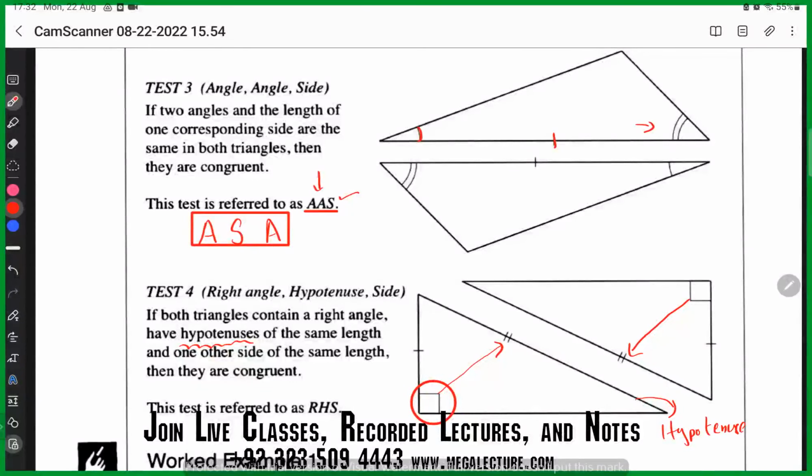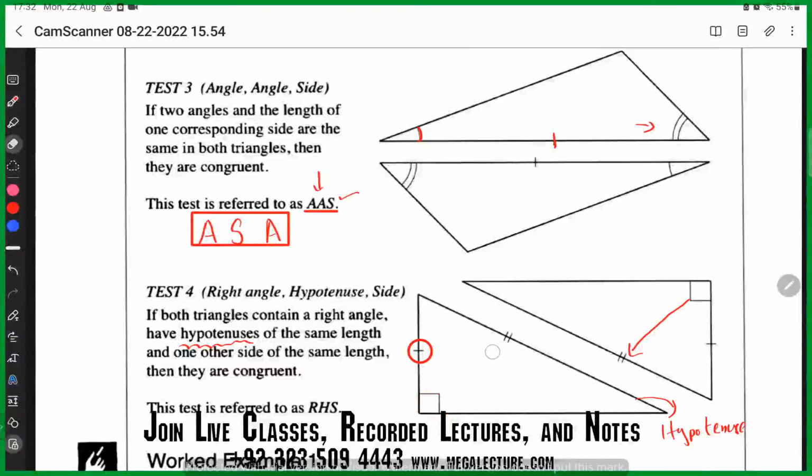Okay, so right angle, hypotenuse, and side. Right angle is same, hypotenuse side is same, and then if you have any other side that is same, this would make sense. If you guys know Pythagoras theorem, you would be able to understand why exactly this is true, right? So what is the fourth test and the last test? Both the triangles have right angle. The side opposite to right angle is basically hypotenuse. And the side, it could be this side, it could be this side. This does not matter.